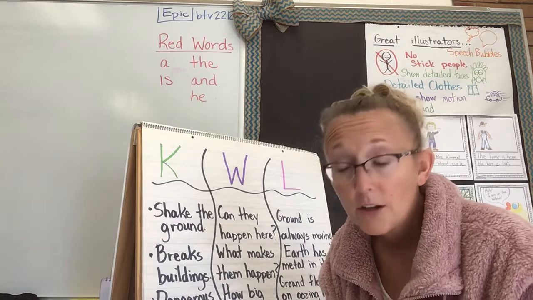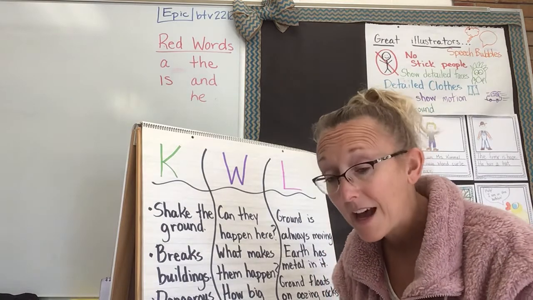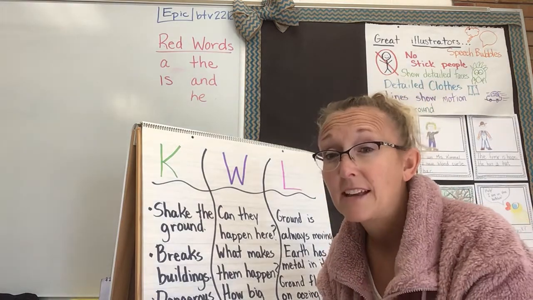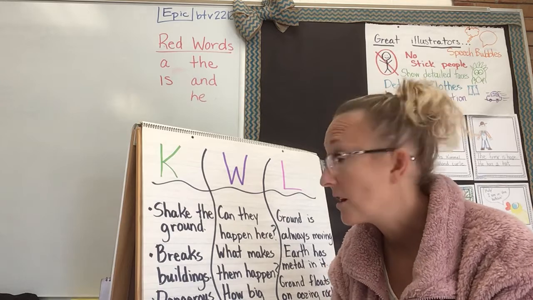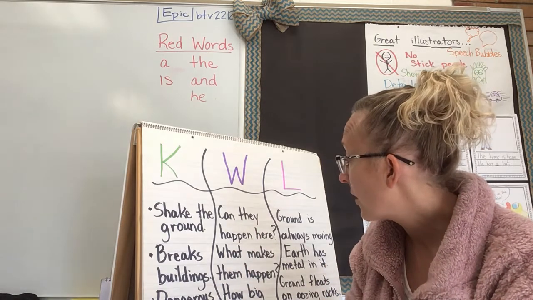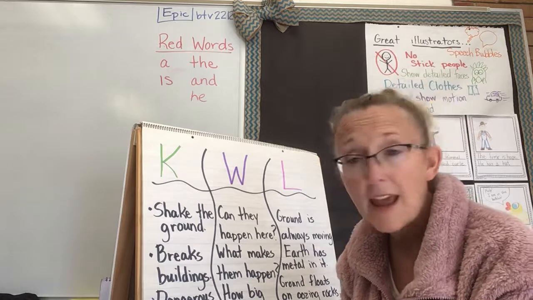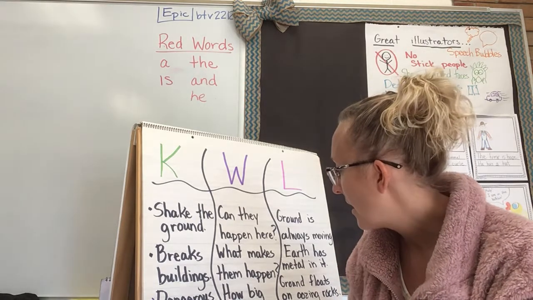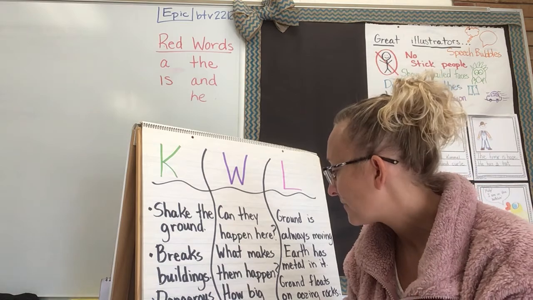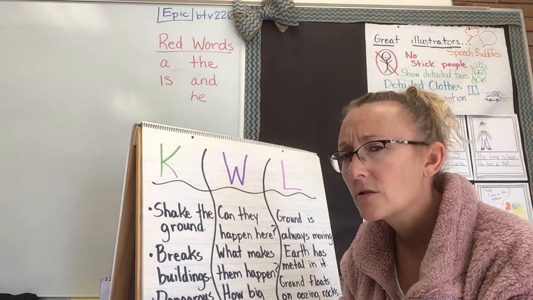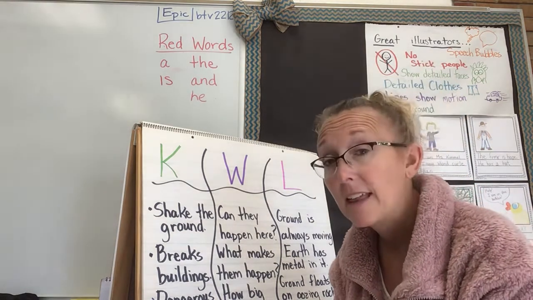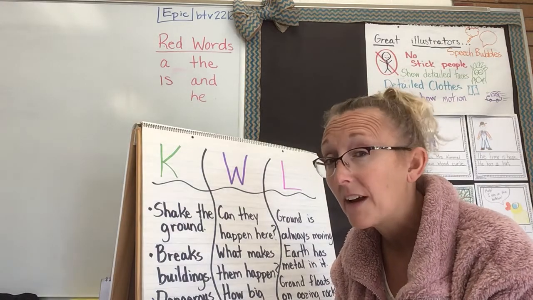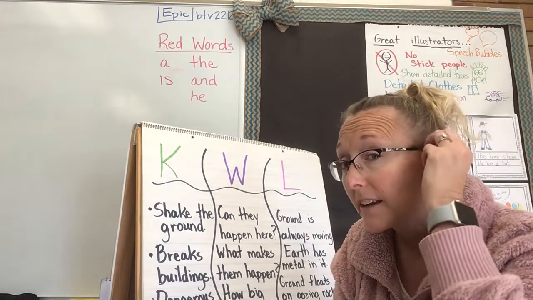Well, you know, I'm not totally done with my book, but I got at least 3 things on each part of my KWL chart. Did I answer the question of whether they can happen here? No, not yet, but I bet if I kept reading, I might find that. What about what makes them happen? I think I was getting close to that answer. And how big can they get? I didn't get there yet either. But if I kept reading, I bet I would find that answer.